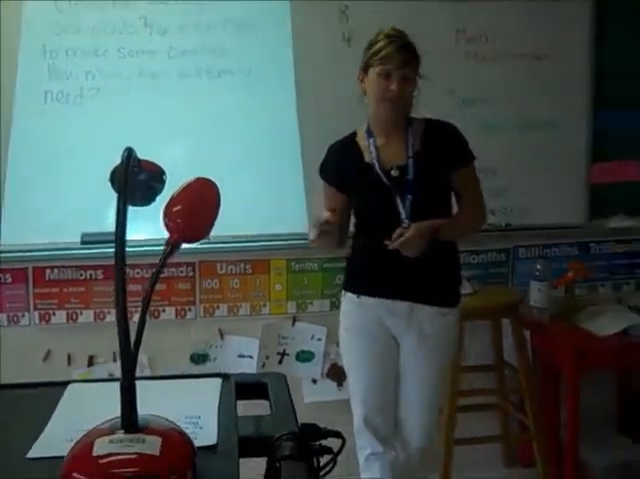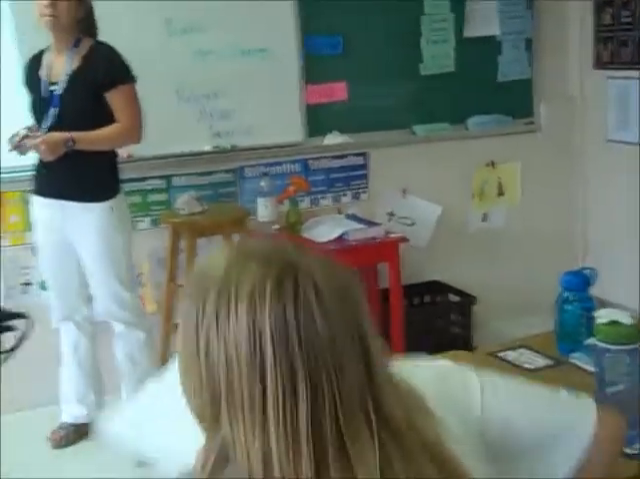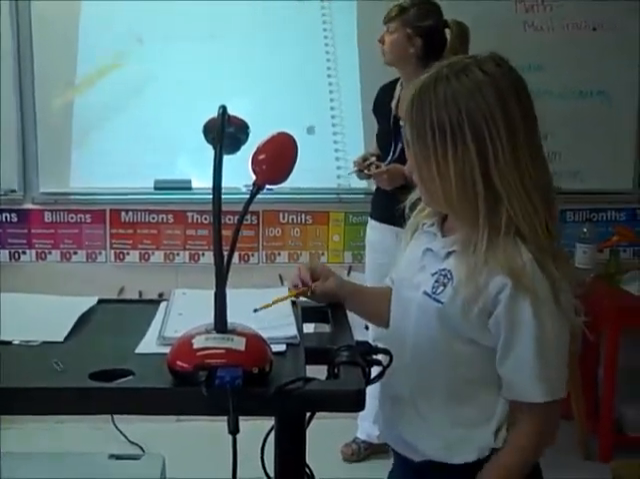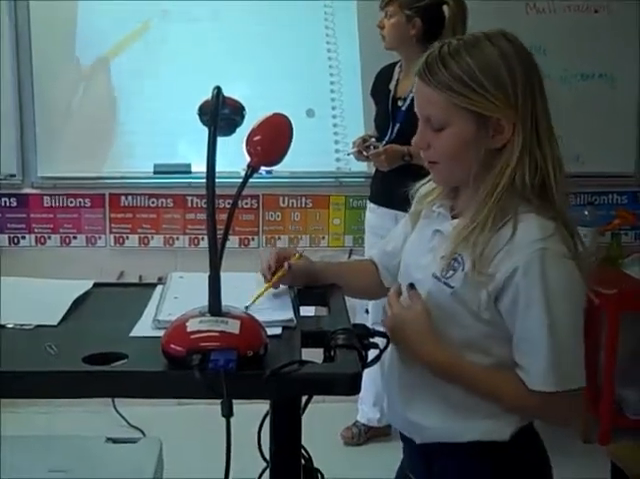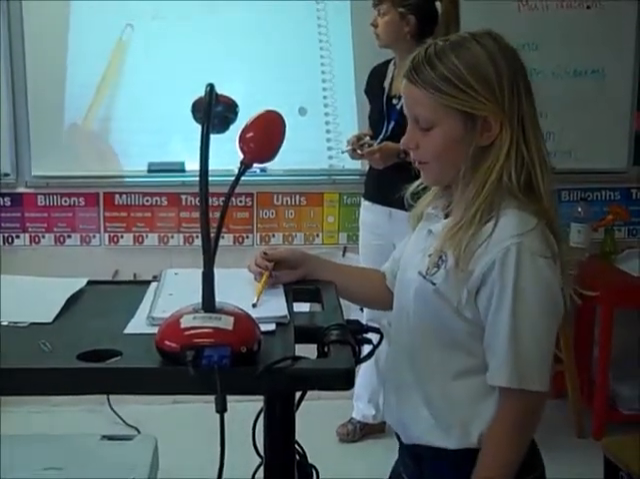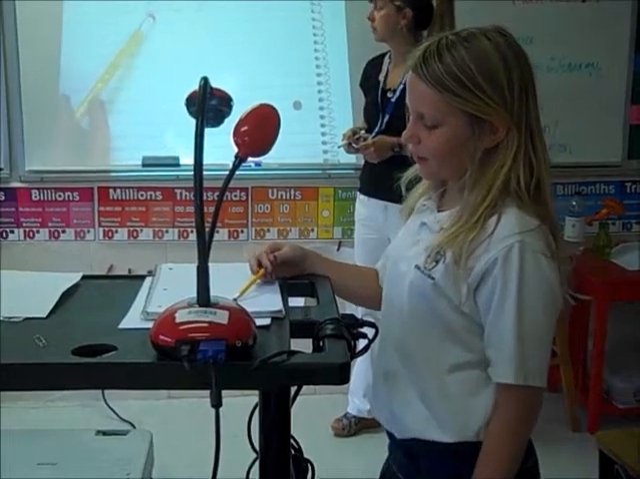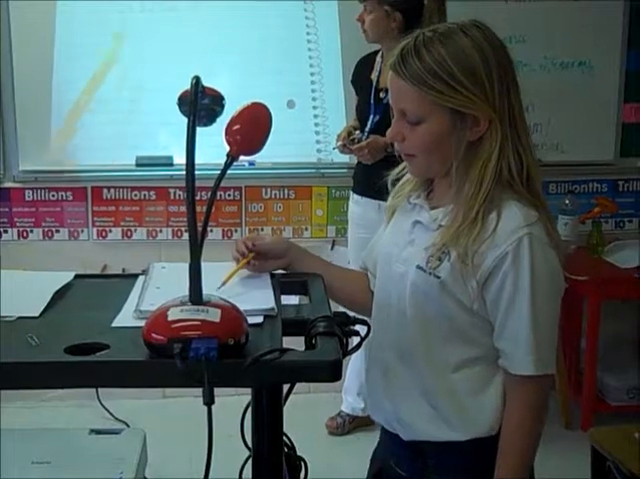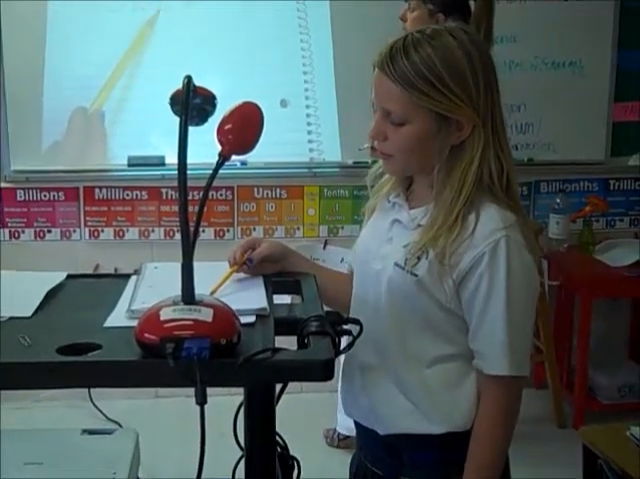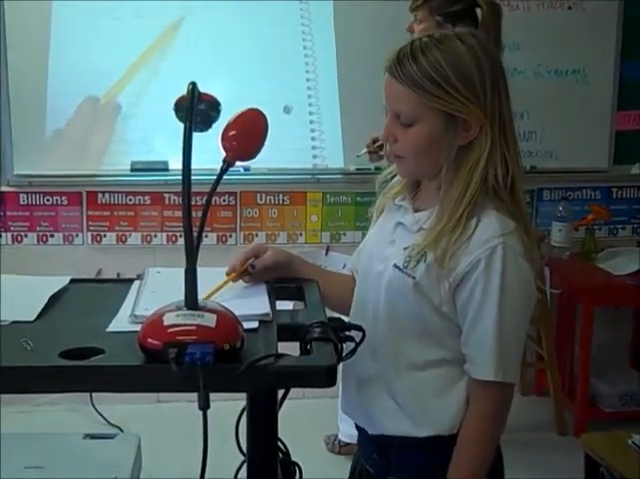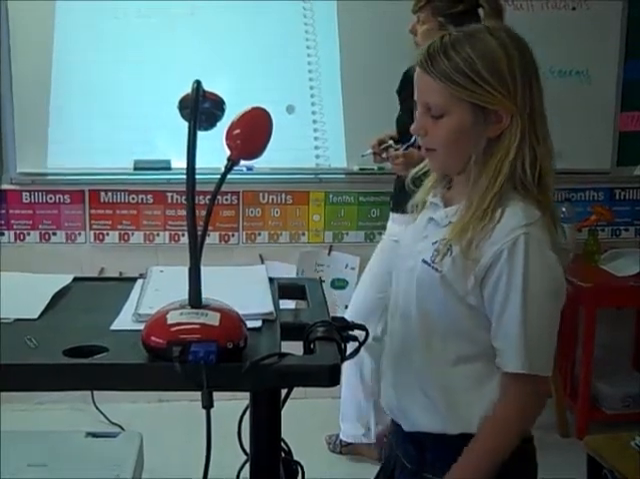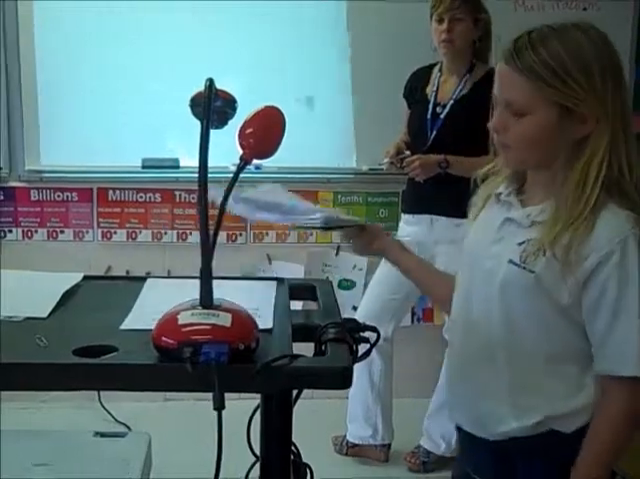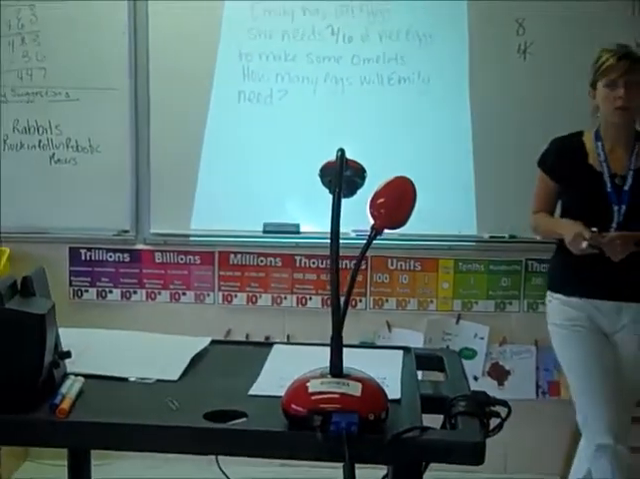Okay, so the problem was 24 and 2/6, so I did how many times does 6 go into 24, and that's 4 times. And so I went up here and did 2 times 4, and that was 8 over 24. So I knew the answer was 8. Okay. Thank you. Any other ways we solve this problem?